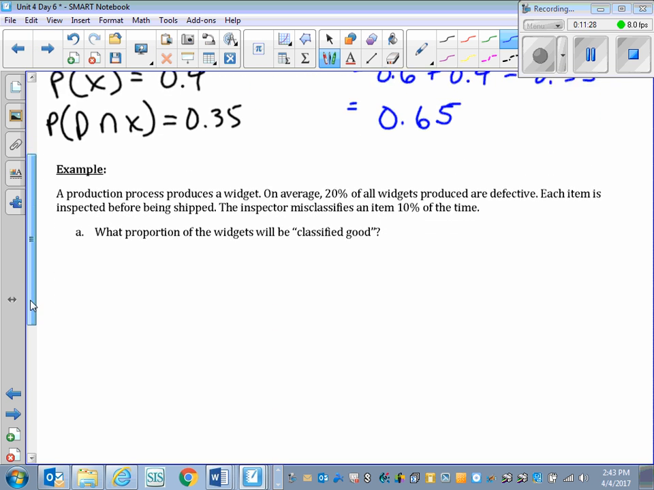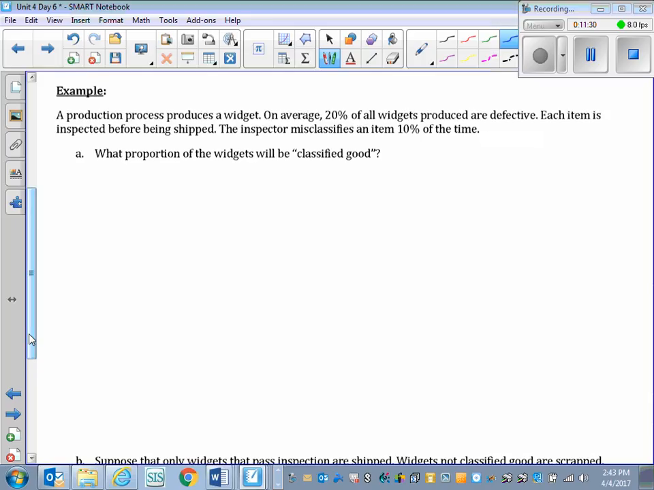For our next example, we have a production process producing widgets. 20% are defective. Each item is inspected before being shipped. The inspector misclassifies an item 10% of the time. So what proportion will be classified as good? So we're going to make a tree diagram. And I'm going to use D for defective and G for good.